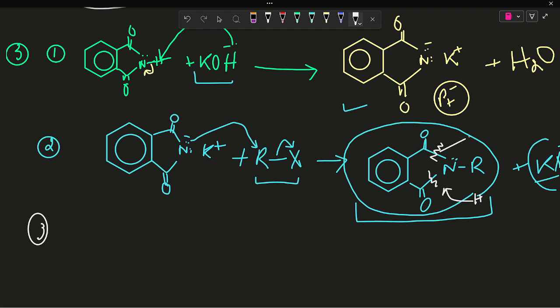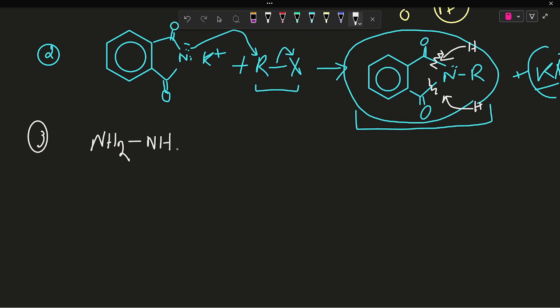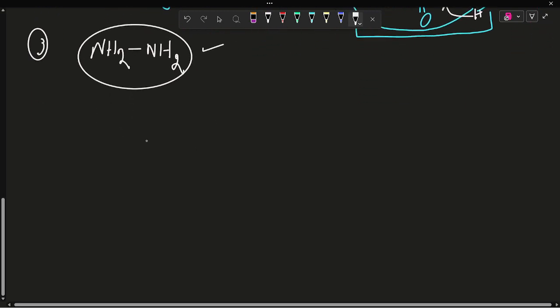That hydrogen will be added to, bonded with nitrogen, and this molecule will be released. So we do that by the addition of hydrazine, NH2 bonded to NH2. This is hydrazine. In the third step, we add this molecule to the solution mixture, right? Now let me show you the mechanism.